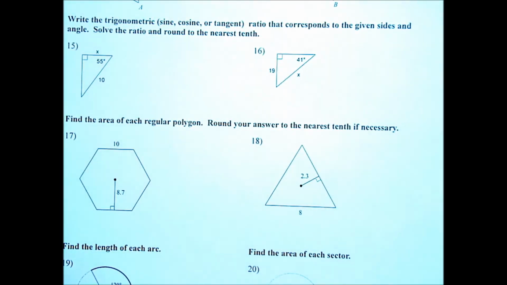Moving along, unit triangles, question 11 and 12. So here we have our special right triangles, our unit triangles, 30, 60, 90, and 45, 45, 90.